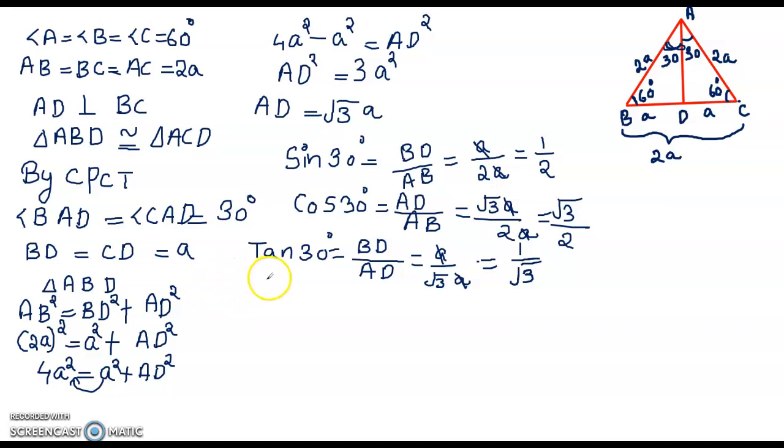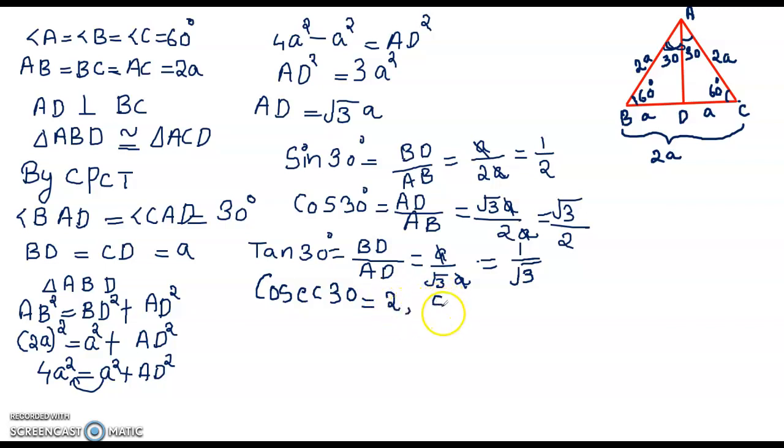Again, cosec 30. What is cosec? Cosec is the reciprocal of sine. So cosec 30 is equal to what? The reciprocal of sine 30 degrees. What is the reciprocal of sine 30? That is the reciprocal of 1 by 2, which is equal to 2.